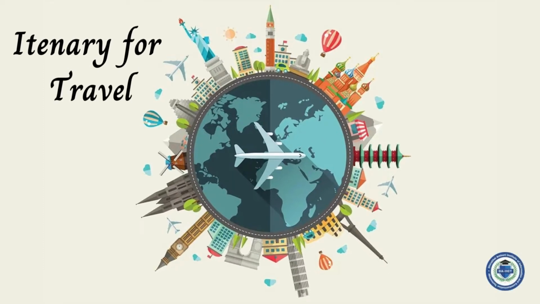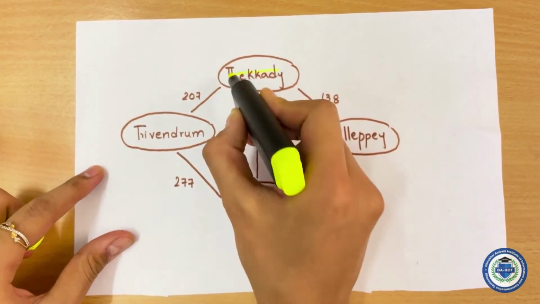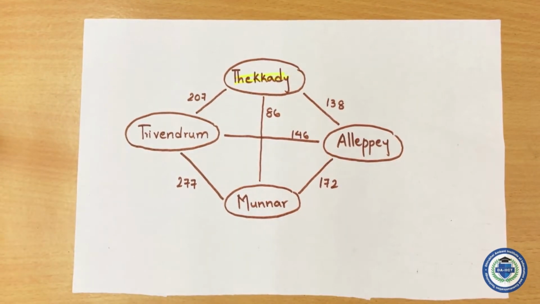This video will talk about making a travel itinerary using the basics of Dijkstra's algorithm and graph theory. This algorithm will select any one of the places first. Let's say Thekri. The distance between Thekri and all other locations are as shown in the graph. The distances marked on the edges are in kilometers.